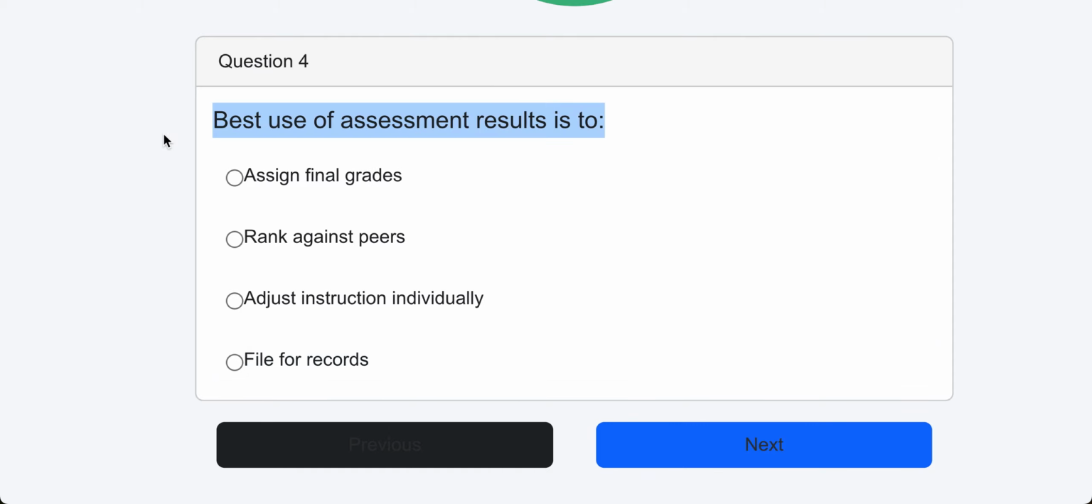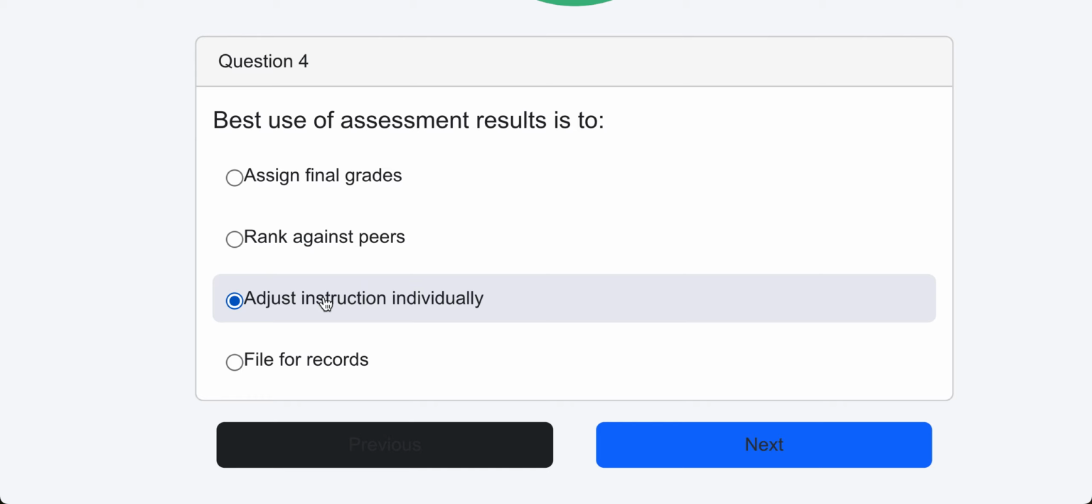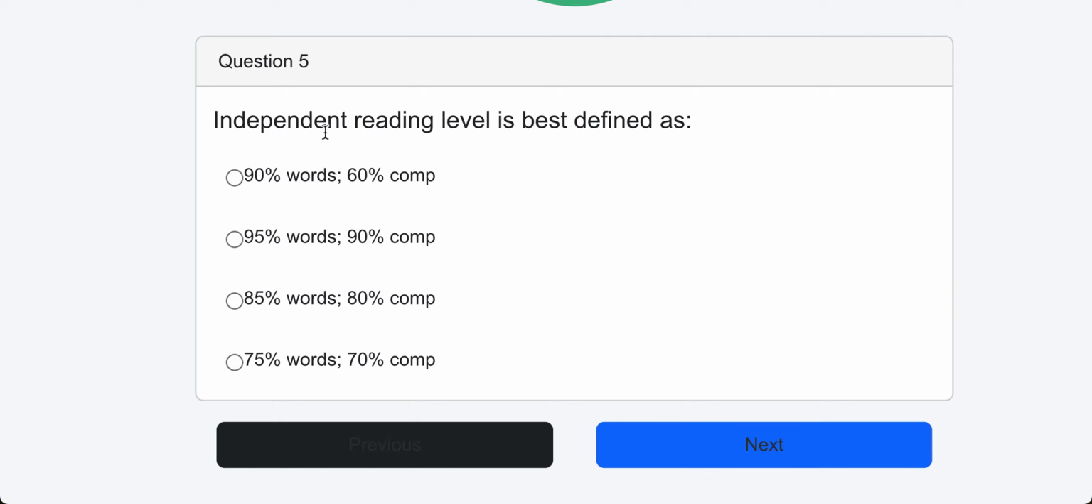This is another fill in the blank, the best use of assessment results is to fill in the blank. Adjust instruction individually. Remember, we need to meet the needs of all of our individual students, and we assess them to understand what they individually understand and what they still need to work on. All right, moving on to question number 5.